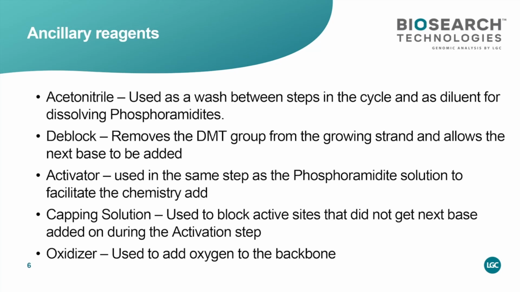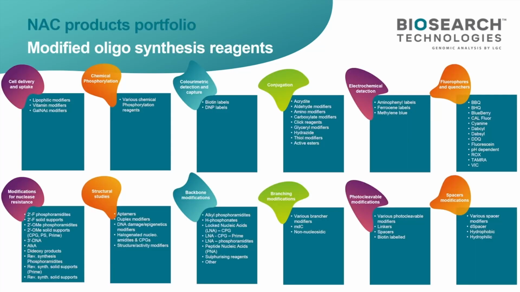Activator is mixed at the same time with your phosphoramidite solution and activates the phosphoramidite. It's not a part of your reaction, it's just like an intermediate. Capping solution is used to block active sites, so you do not build an N-1 ladder. And the oxidizer is used to add oxygen to the backbone. And also sulfurizing reagent, as we talked about.